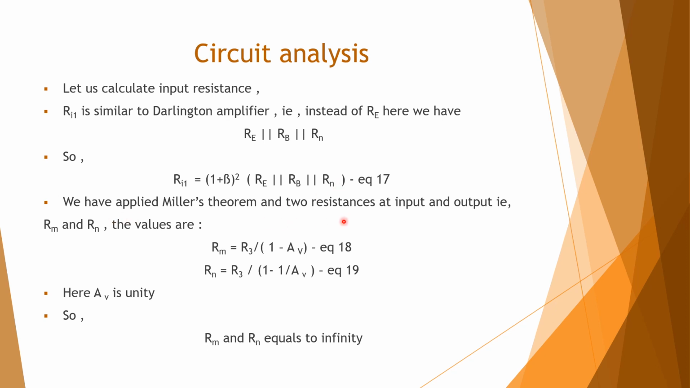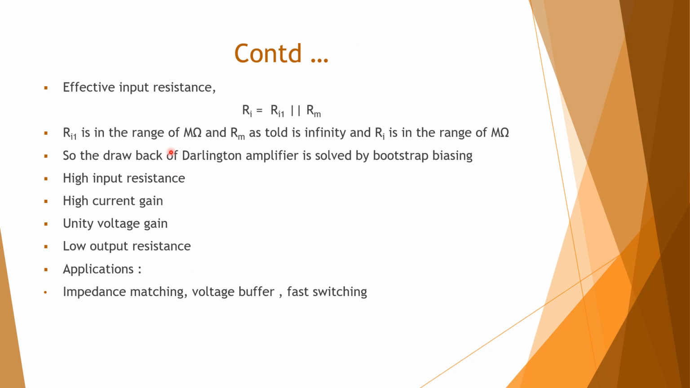Now we apply Miller's theorem, with two resistors at input and output, Rm and Rn. Rm from Miller's theorem equation becomes R3 by (1 minus AV), where AV is unity for a Darlington pair, the voltage gain is unity. So Rn equals R3 by (1 minus 1 by AV), and both Rm and Rn equal infinity. So the effective input resistance Ri equals Ri1 parallel Rm. Rm, as told, is infinity. Ri1 is in the range of megohm, so Ri becomes in the range of megohm.